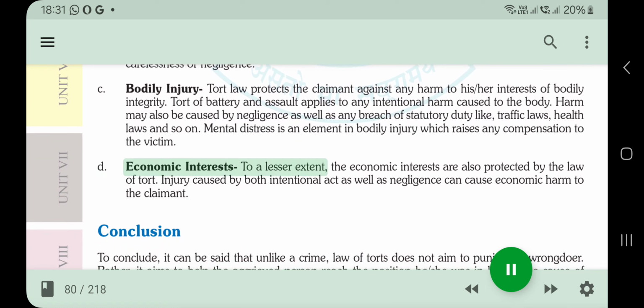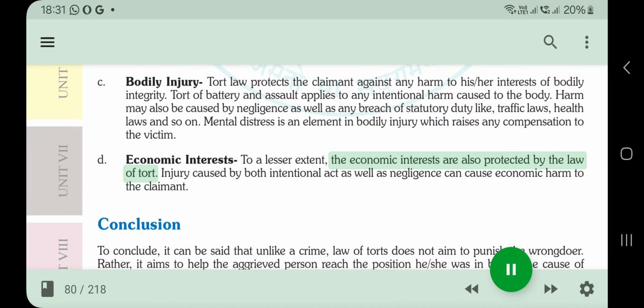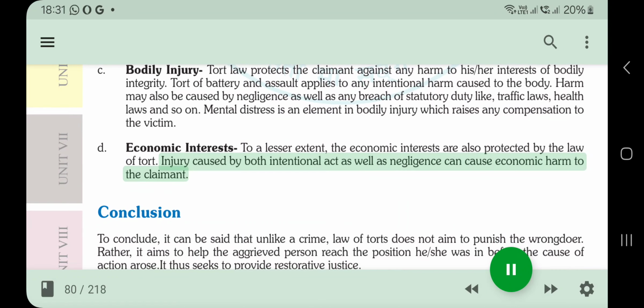D. Economic interests to a lesser extent. The economic interests are also protected by the law of tort. Injury caused by both intentional act as well as negligence can cause economic harm to the claimant.